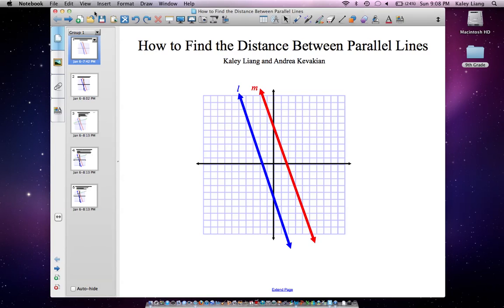This is Kaylee and Andrea's podcast on how to find the distance between parallel lines, which is a concept found in lesson 3.6.